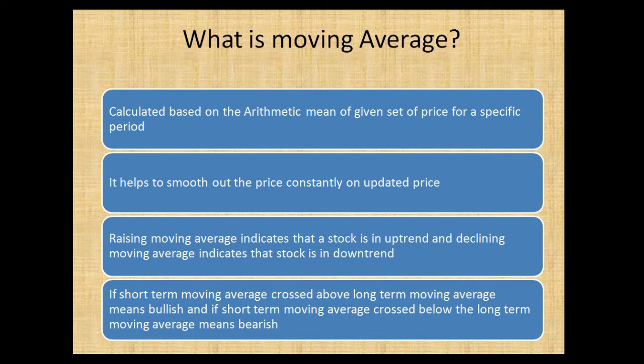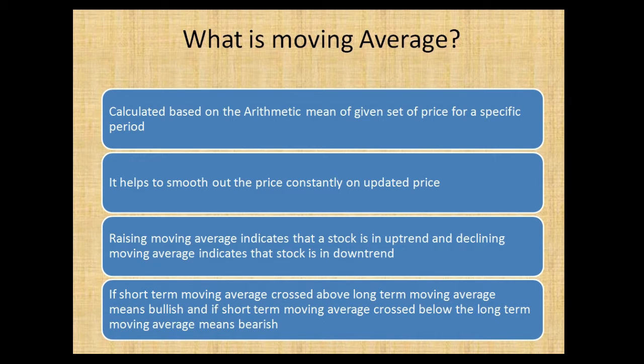The third point is, rising of a moving average indicates that the market is in uptrend, and if the moving average is declining, then it is called a downtrend. The market is in downtrend.